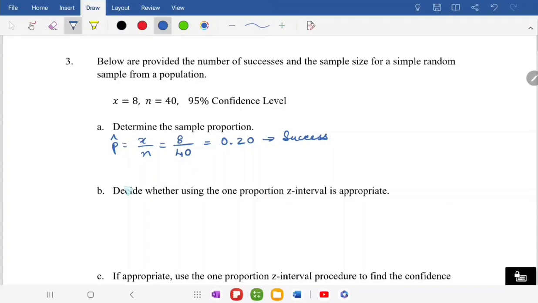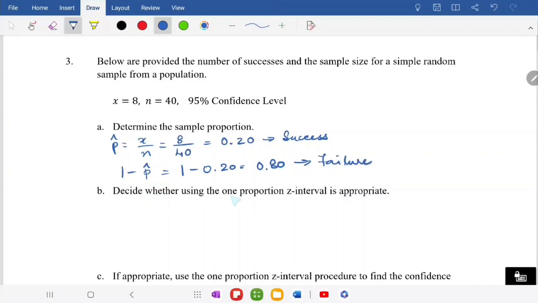And then if you want to find 1 minus P hat, because we will need to know 1 minus P hat for the confidence interval, when we use the formula, we will need to plug in a value for 1 minus P hat. Just take the P hat value and subtract from 1, which is 1 minus 0.20, which is going to be 0.80, and that's going to represent our failure proportion.